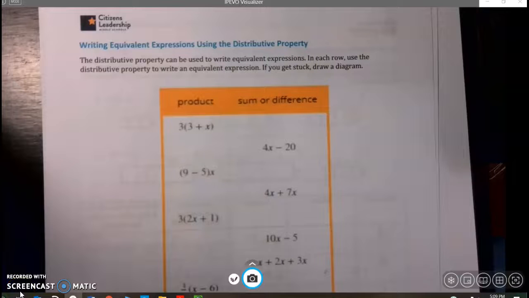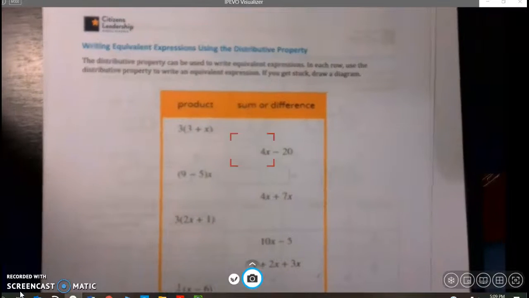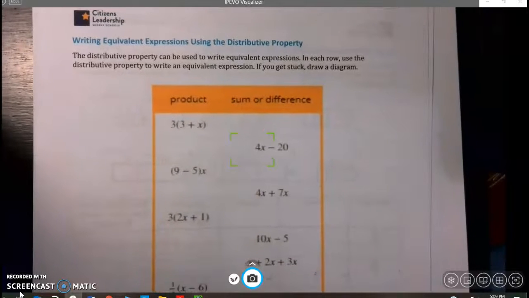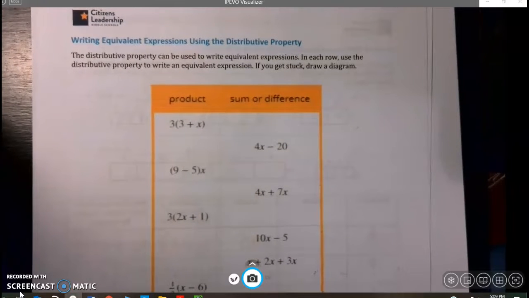All right, so the title of this activity is writing equivalent expressions using the distributive property. So once again, an equivalent expression is just any two expressions that, if you plug in a number for x or a variable, you will get the same answer.